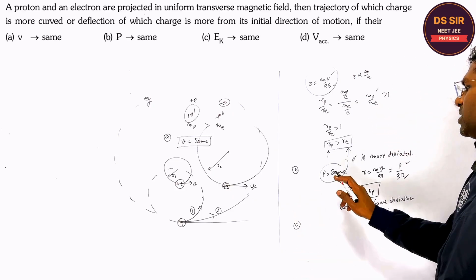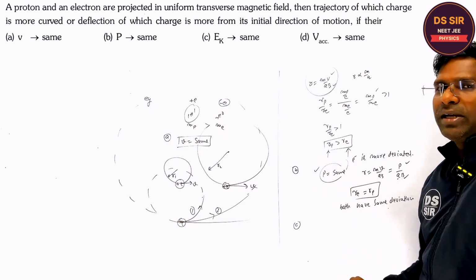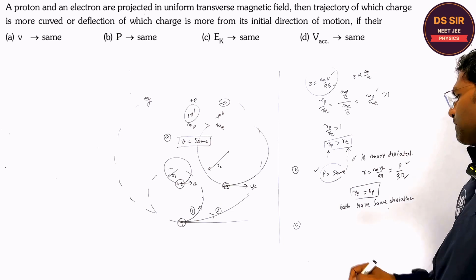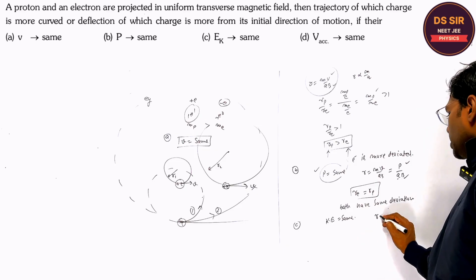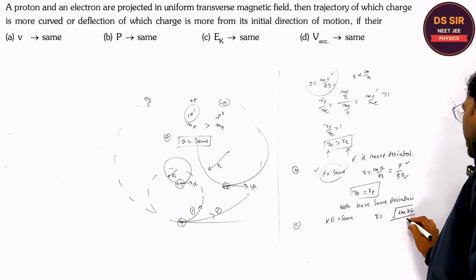What is same in the C part? Momentum. No, in the B part the momentum is same. In the C part what is given? Kinetic energy. Kinetic energy is same. So radius is root 2m into kinetic energy. I think you understand this.